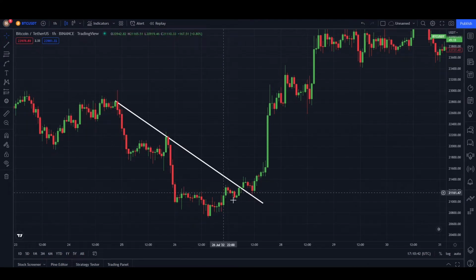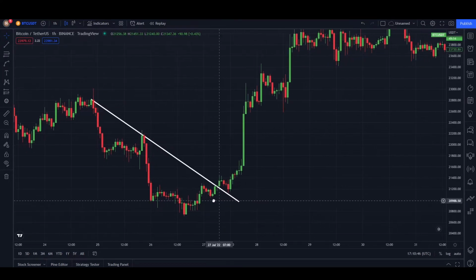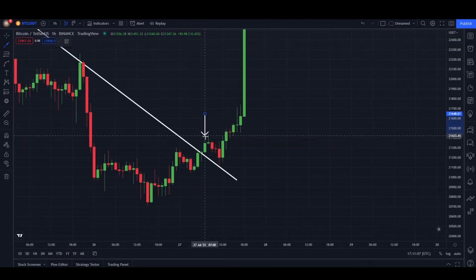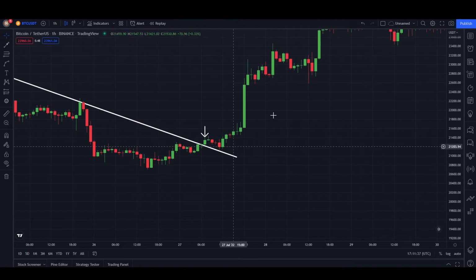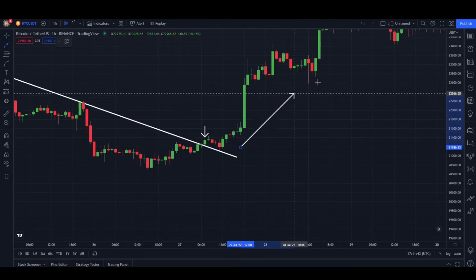We wait for the price to break this downtrend. As you can see, this candle right here did it. Okay, now we would expect an uptrend to start. As you can see, it happened literally. We would follow the trend and see where it goes.